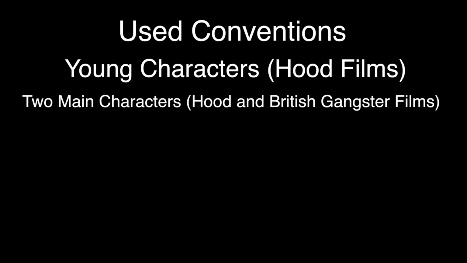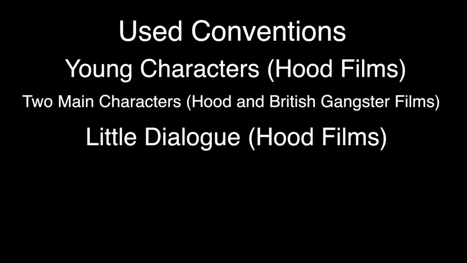Now just a final recap of what I've done. Conventions that I've used are from hood films. I've used quite young characters, which is quite unusual for a British gangster film, but like I said, for a hood film that's not that unusual. I've got two main characters which I stick to throughout, and their relationship is quite a key part of the narrative. I've taken that from lots of British gangster films like Snatch. I've used very little dialogue, which is quite conventional for a hood film.